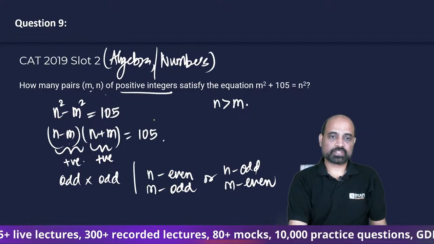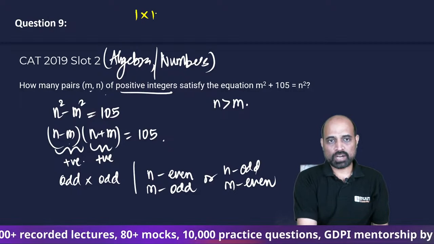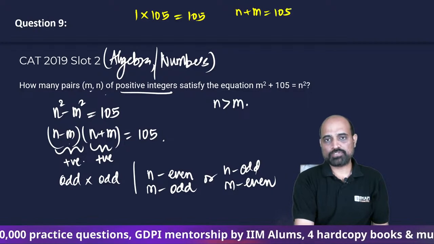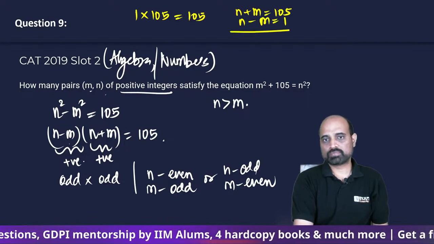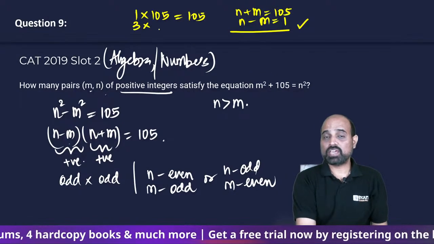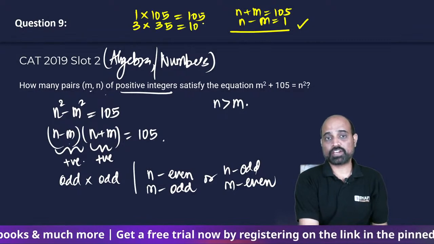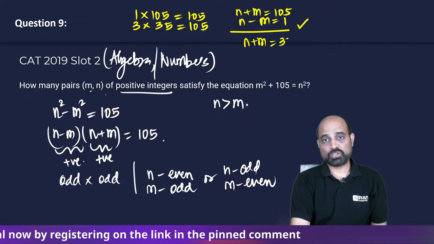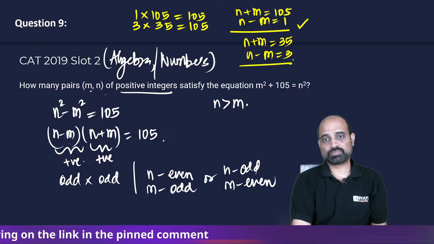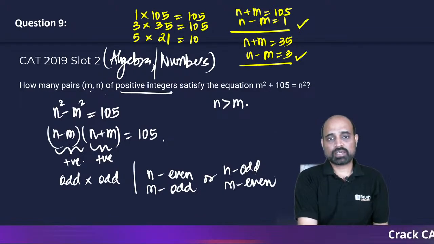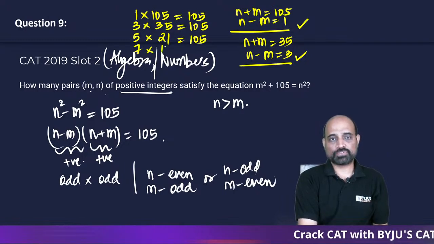Now next, we can write 1 into 105 is equal to 105. So n plus m is equal to 105 and n minus m is equal to 1. Don't have to solve it. This will give you an answer. Next is 3 into 35 is 105. This will also give you an answer. You don't have to solve this. You will get n plus m is equal to 35 and n minus m is equal to 3. Next one we can have is 5 into 21. Next we can have is 7 into 15.